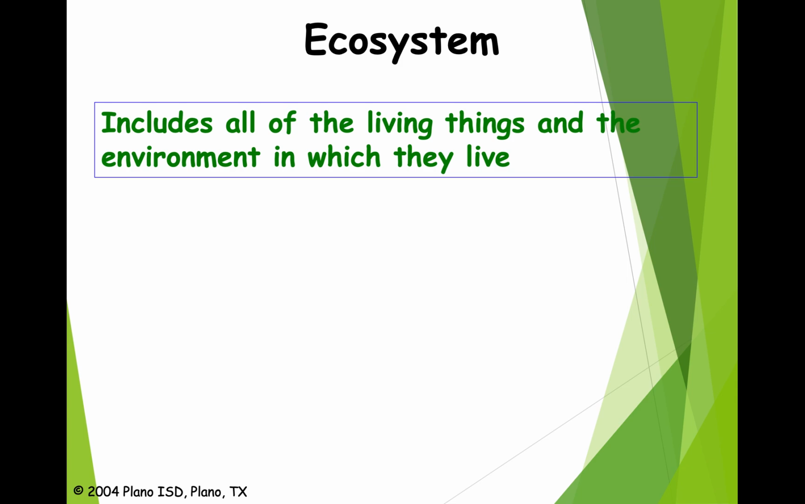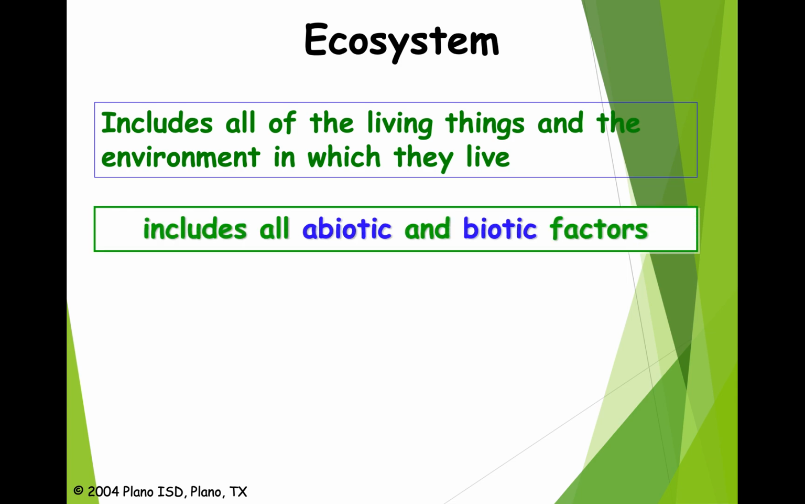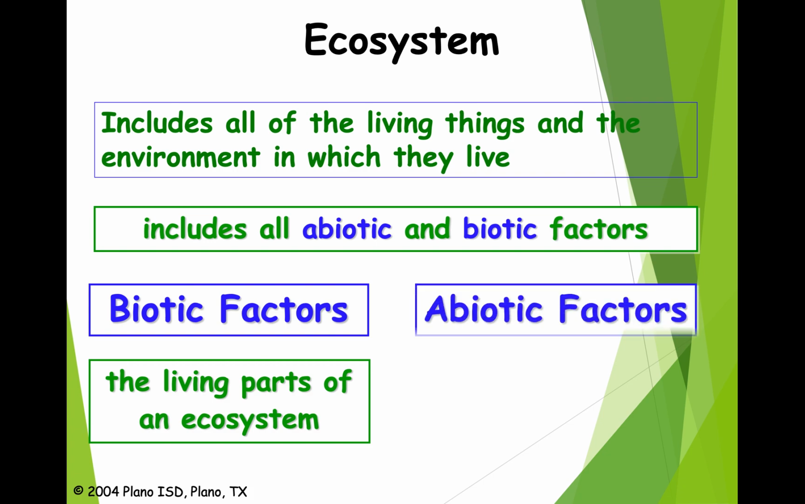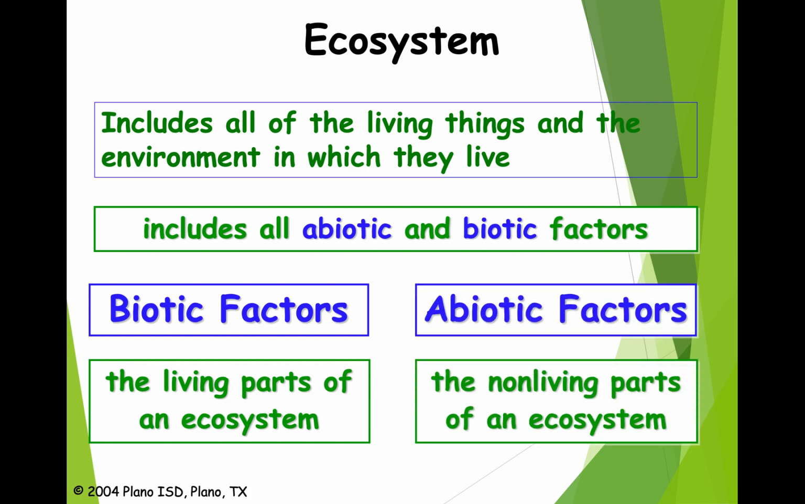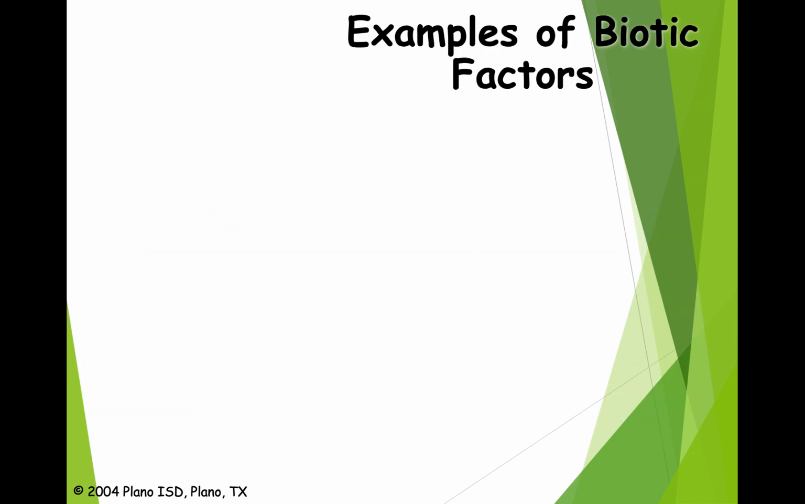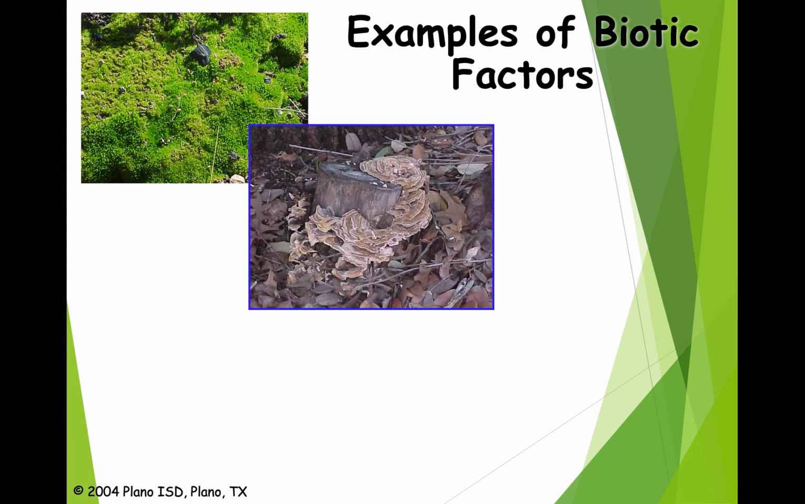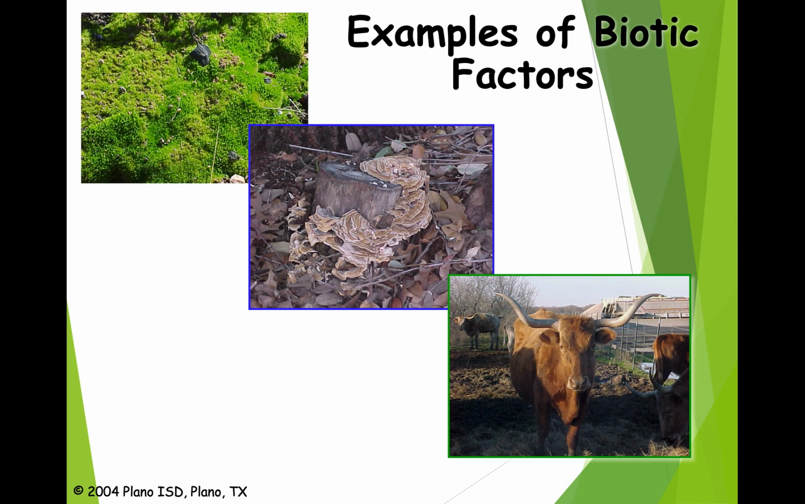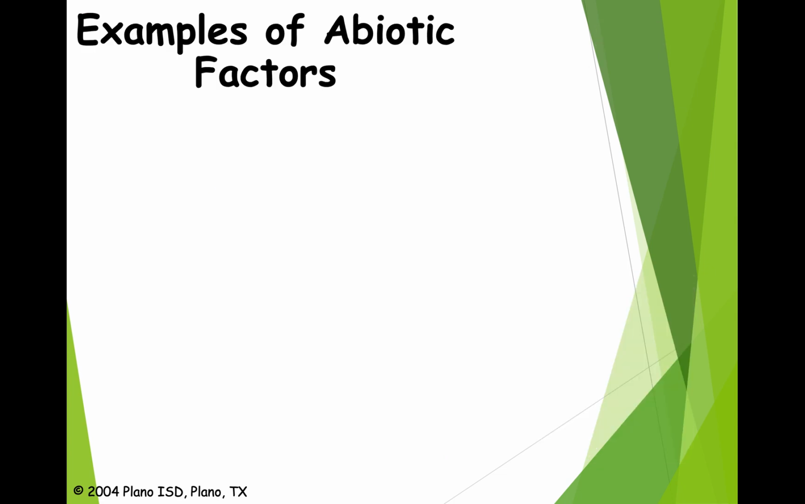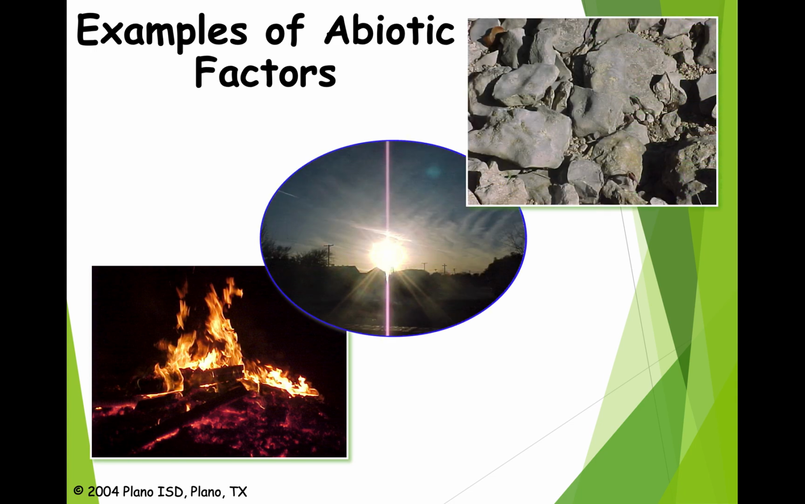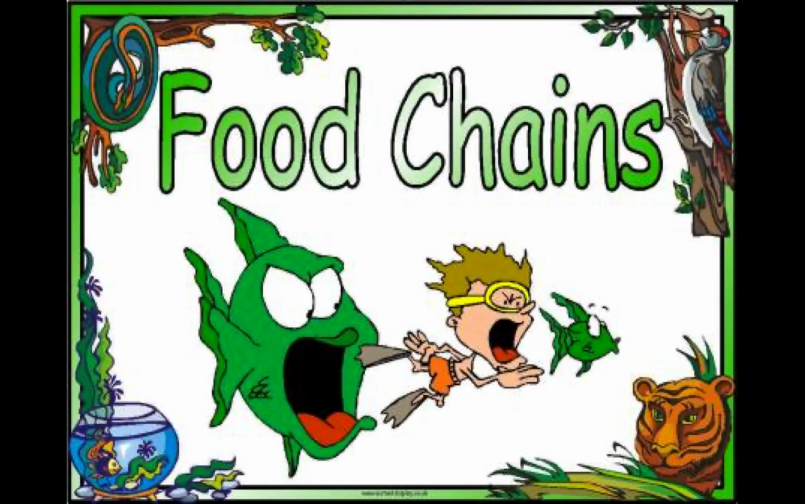All right, so in an ecosystem, remember there are living things and non-living things in the environment. So these include the abiotic and biotic factors. Biotic factors are the living parts of an ecosystem. The abiotic factors are the non-living parts of an ecosystem. Some examples of biotic factors would be vegetation and trees, fungus, and of course organisms, animals of any sort. Examples of abiotic factors are things like fire, the sun, rocks, air, things like that.